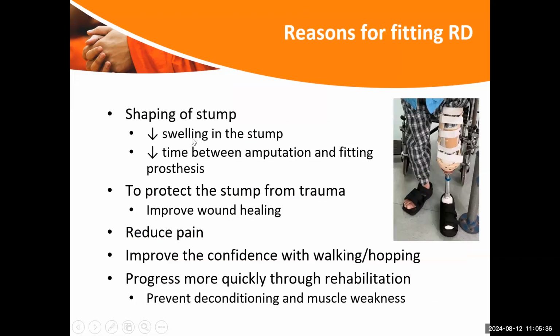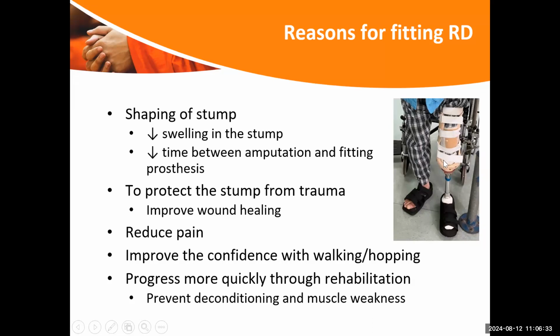So why do we put on the rigid dressing? It can decrease the swelling in the stump because it's compressed in a rigid way. Okay, so it decreases the time between the amputation and the fitting of the prosthesis. And of course, you remember the wound is at the bottom part of the stump, so if you have a rigid dressing, you are not able to touch the wound from outside. So it improves the wound's healing, and it will reduce pain, because later on we will talk about the pain. If the patient has phantom pain or some pain over the stump, pressure can help to relieve the pain. So this rigid dressing actually provides some pressure, some compression. And of course, they can progress more quickly.